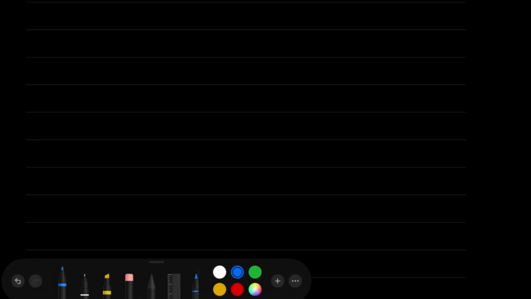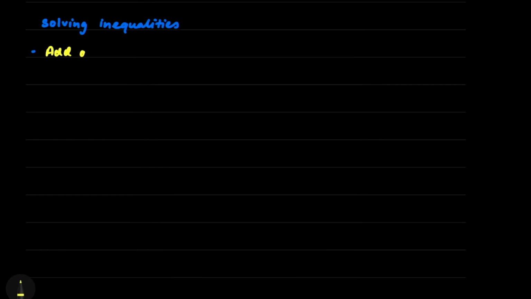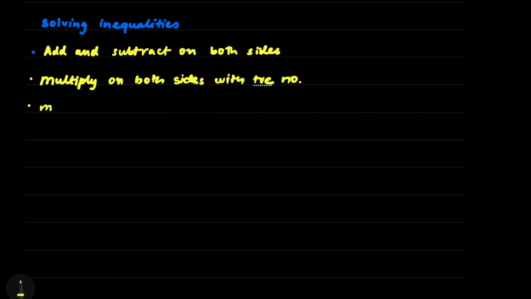So let's try other questions. Now we'll solve some inequalities. So this one has some pointers. We can add and subtract on both sides, then multiply on both sides with a positive number. Then we have multiply or divide on both sides with a negative number.